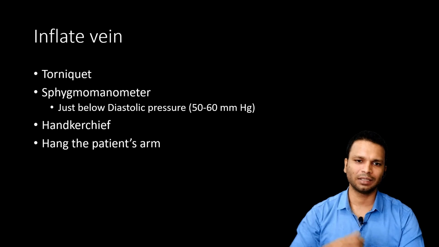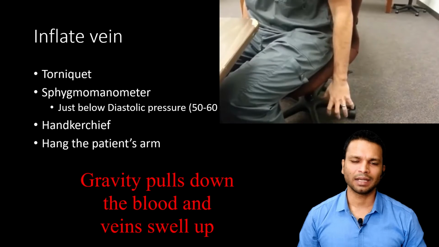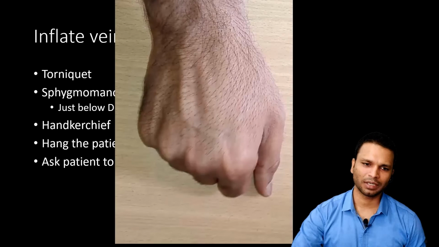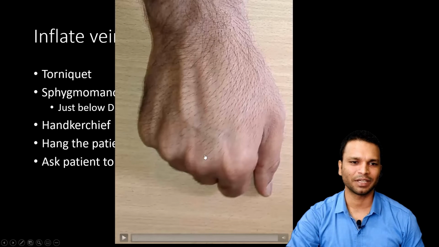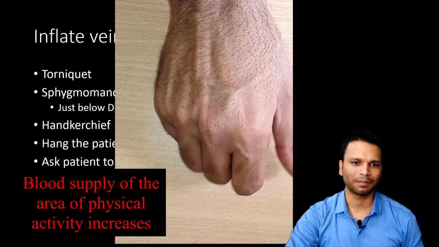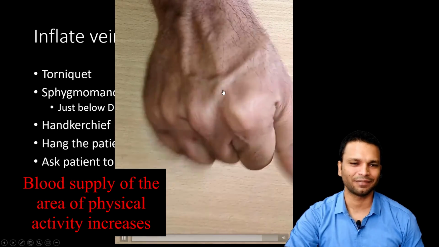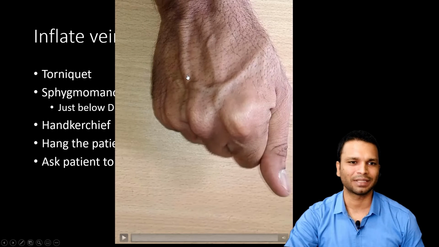Once you have tied the tourniquet on the patient's arm, ask the patient to hang his arm and then ask the patient to clench and relax his fist. You can see the veins are not very evident here in the patient's arm. When the patient starts clenching and relaxing his fist, the vein starts popping out. You can see the veins clearly visible. So this vein will be a good candidate for placing an IV cannula.